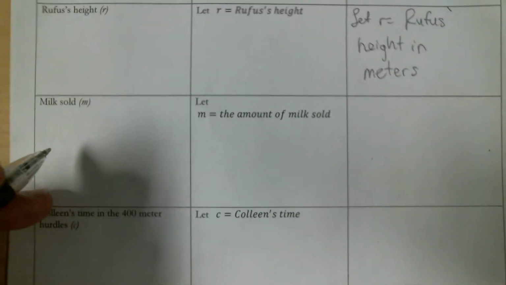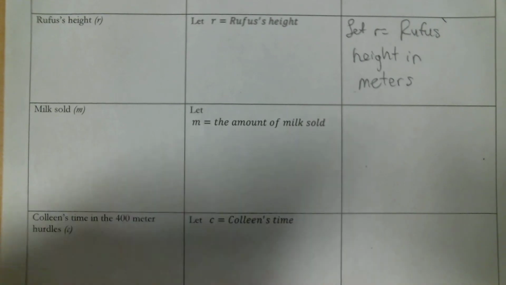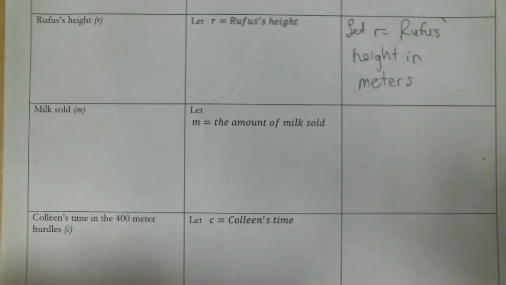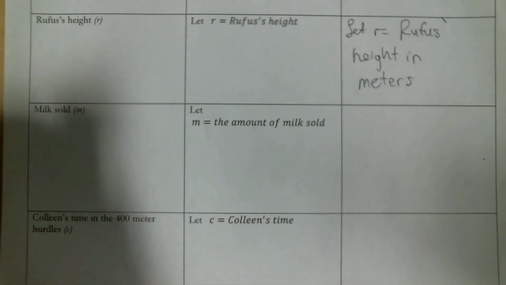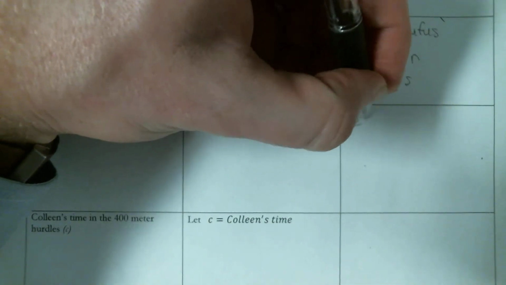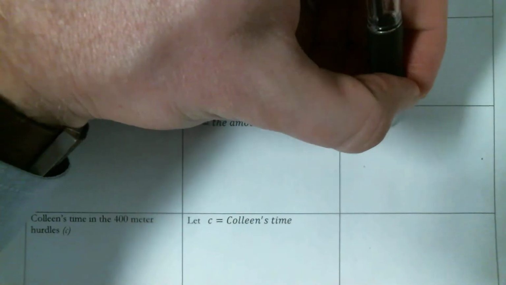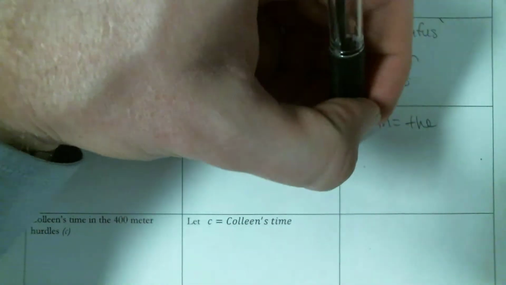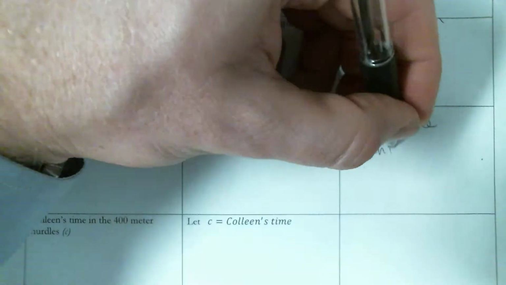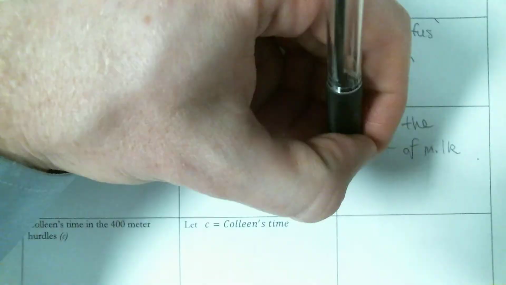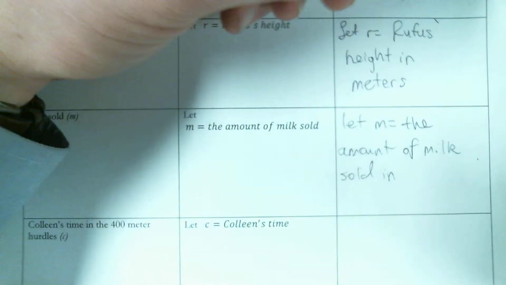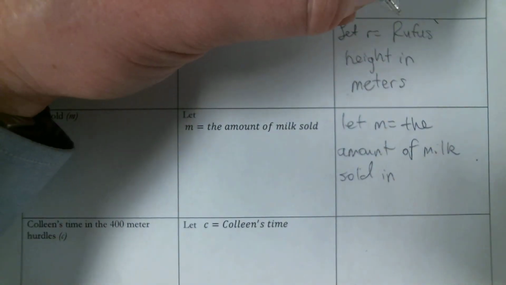Okay, so first we're talking about milk sold. So when I think about milk, there's a couple different units you might have. You might have gallons, or you might have cartons, or you might have pints. Let's go ahead and just write down what we have, though. I'm gonna say let m equal the amount of milk sold in, to me, I think milk is most commonly sold in gallons. In gallons.